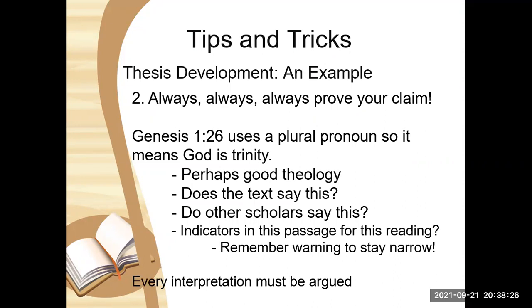And here's why I say indicators in this passage. If you want to claim that, you then have to deal with singular pronouns, right? So you can look at 26, "let us make man in our image." But then verse 27, "God created man in his own image. In the image of God, he created him. Male and female, he created them." So you then have to deal with that. You can't look just at the one or two times where there's a plural pronoun and ignore the singular.